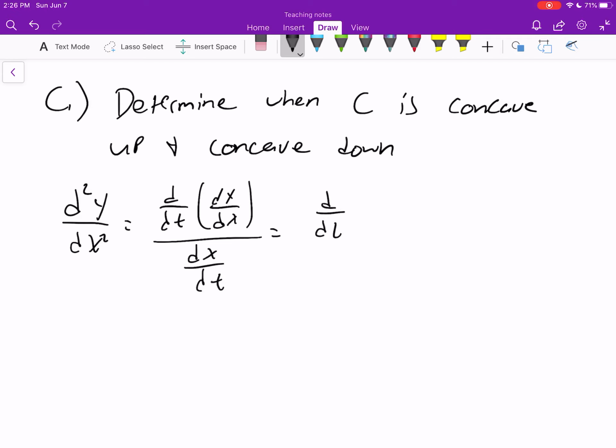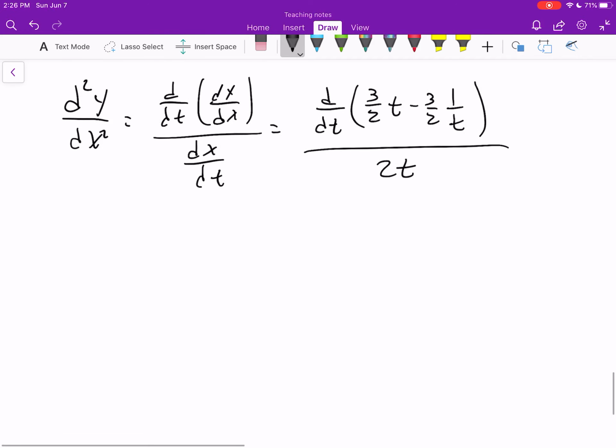So I have d/dt of, after I simplified the dy/dx, this was 3/2 t minus 3/2, 1 over t. Sorry, trying to do this off the top of my head. So that's the top. The bottom is dx/dt, which is 2t. So then this is equal to 3/2 plus 3/2, 1 over t squared, divided by 2t.